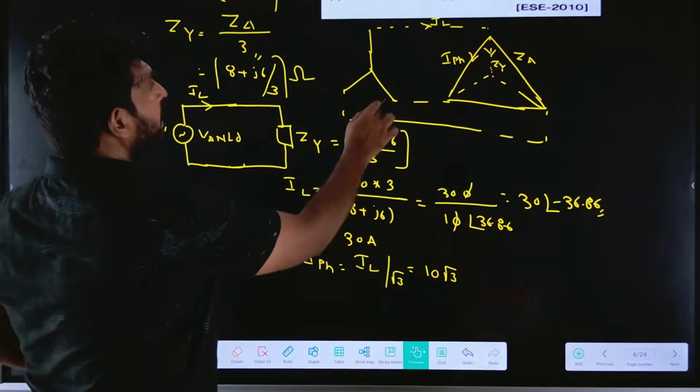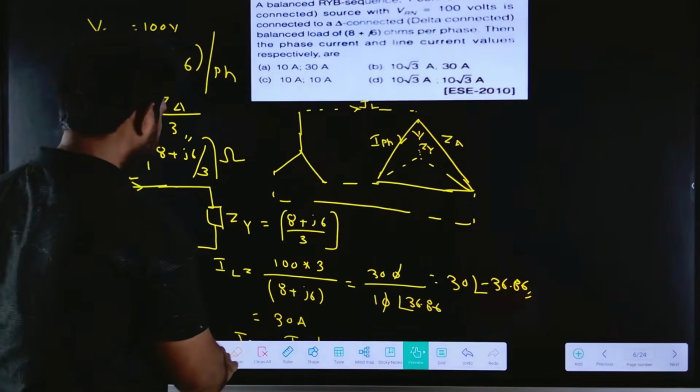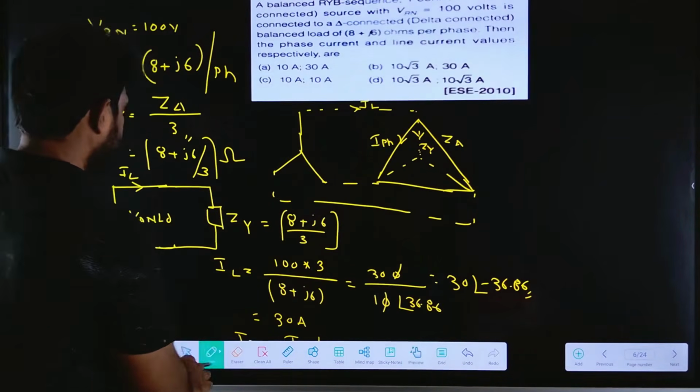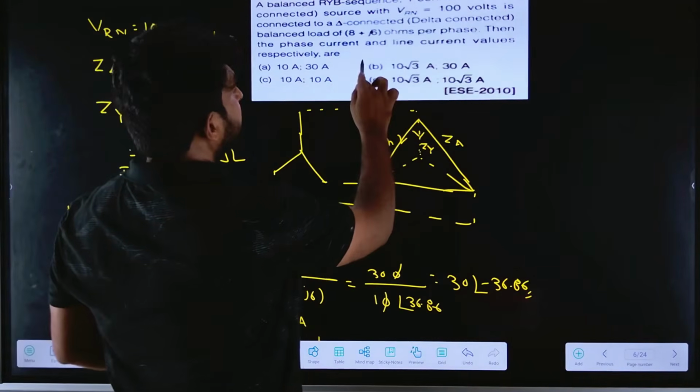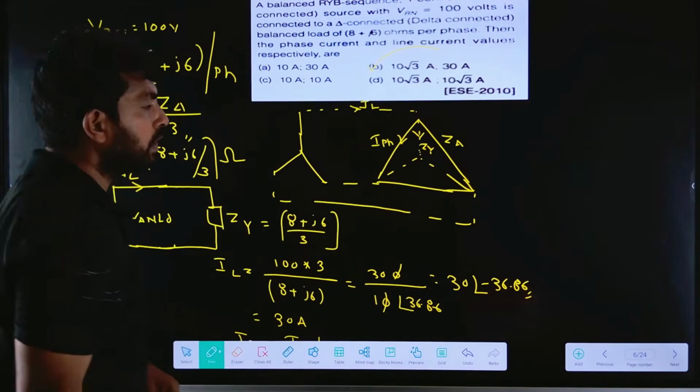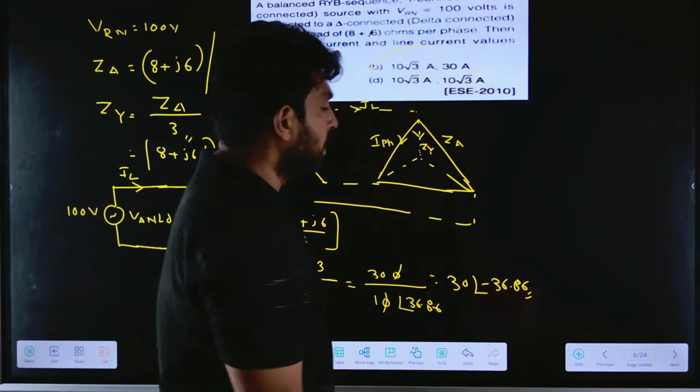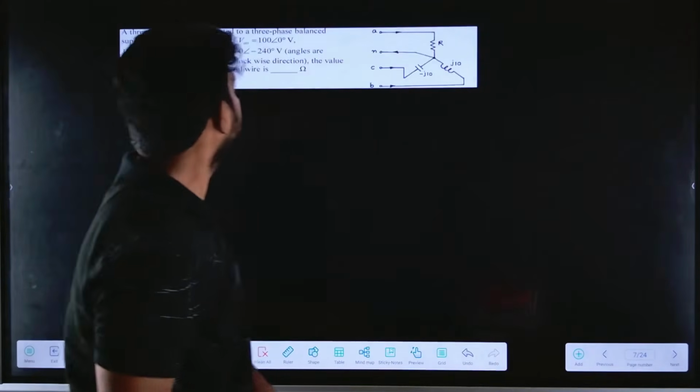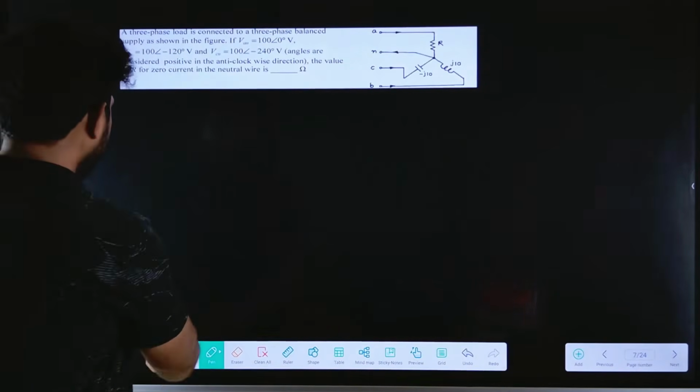10 root 3 and 30 is the answer. Option B is the right option. Now let us solve the next question. So here the question will be like this.